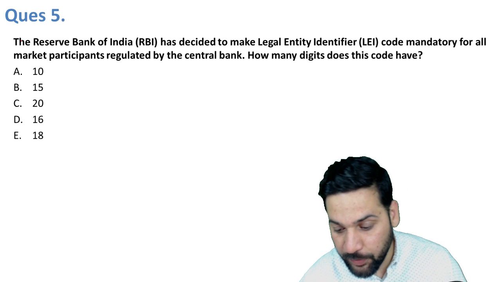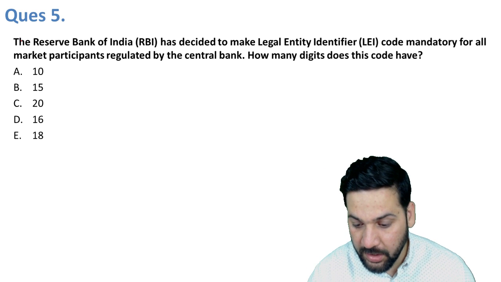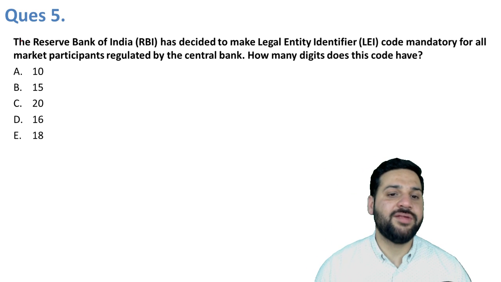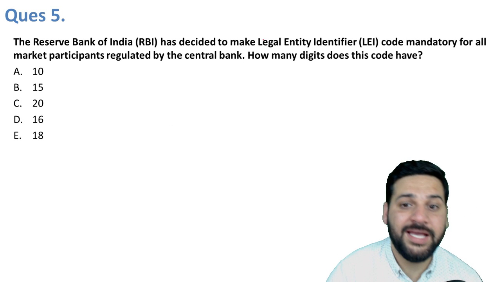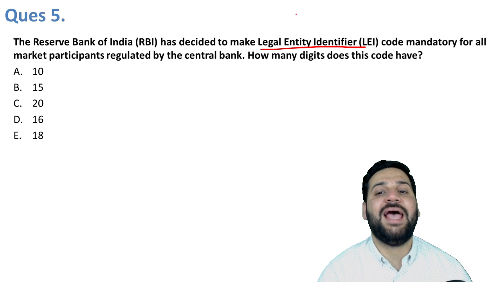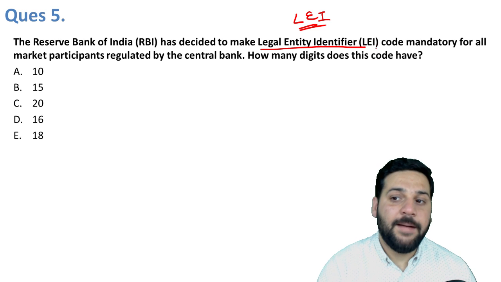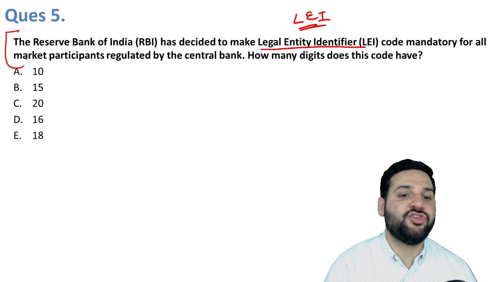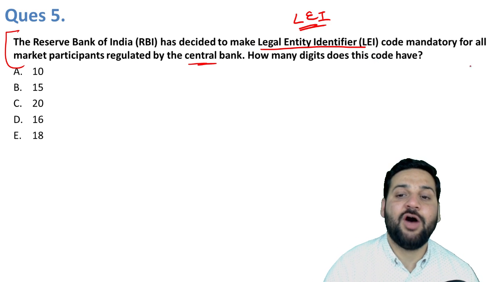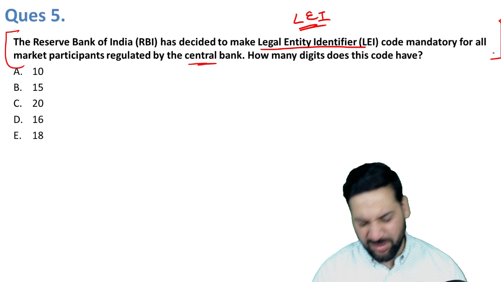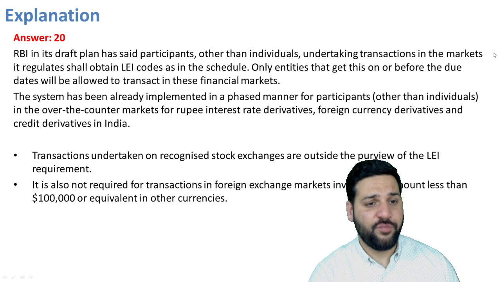So let's move on to question number 5, right? Now it's your turn to answer. Reserve Bank of India decided to make the legal entity identifier, LEI code, mandatory for all market participants regulated by the central bank. How many digits does this code have? Let's move on to the explanation first.